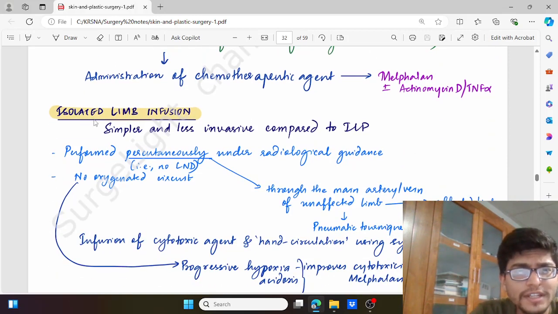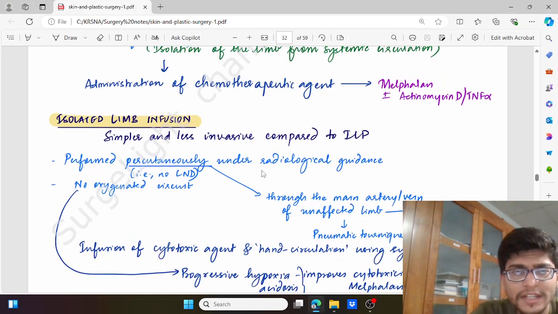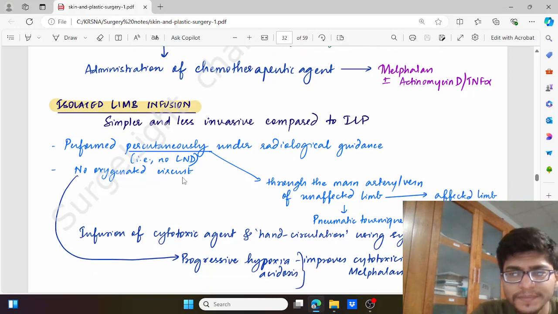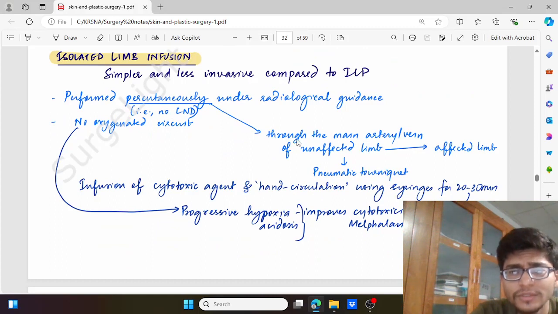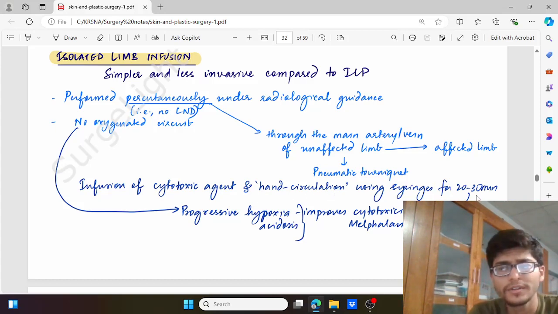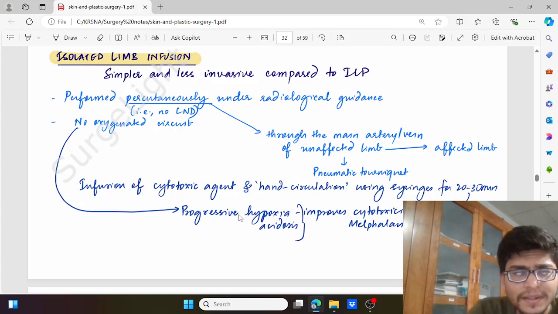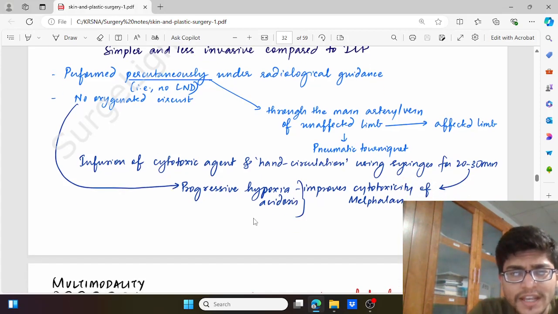Isolated limb infusion is a similar technique, simpler and less invasive compared to isolated limb perfusion, performed percutaneously under radiological guidance, and there is no lymph node dissection done prior, there is no oxygenated circuit, and it is done through the main artery and vein of the affected limb, which is isolated with a pneumatic tourniquet, and infusion of the cytotoxic agent and manual circulation using a syringe is done for 20 to 30 minutes, and progressive hypoxia and acidosis will improve the cytotoxicity of the melphalan.